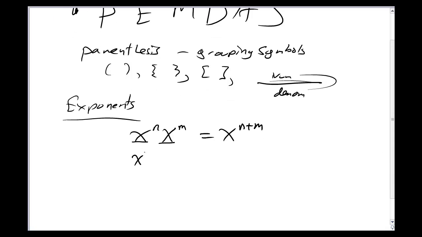An example of why that's true might be if I have x squared and x cubed. What does this mean? Well, it means I have two x's and then I have three more. Altogether, that's 5 x's, which is what you get when you do the addition.